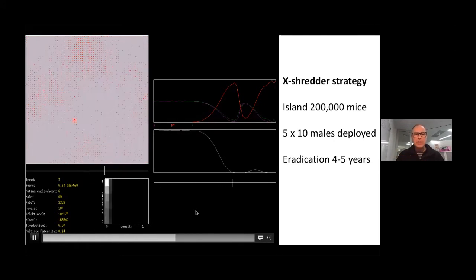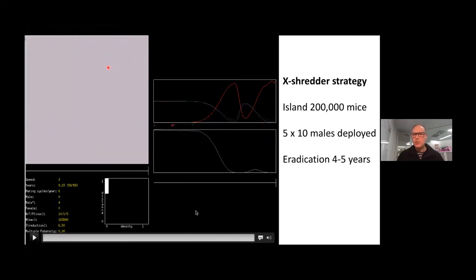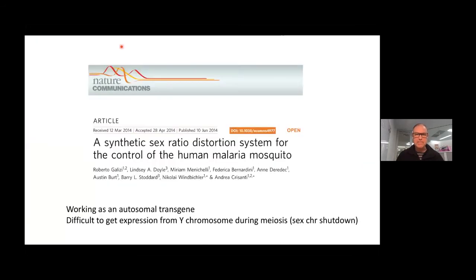And as they spread through the population, generating males, eventually we see population collapse. There's a little bit of emergence here at the end, but ultimately within around 4 to 5 years, we've managed to eradicate the island, at least a virtual island, using this driving Y or X shredding approach. So we think it does have a lot of potential if we can get it working in mice, and we're actually close to getting some data on our first experiments now.